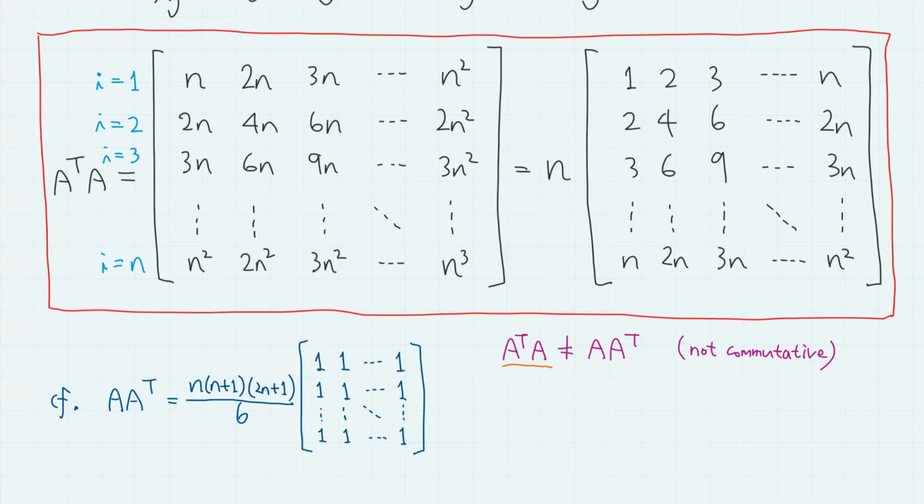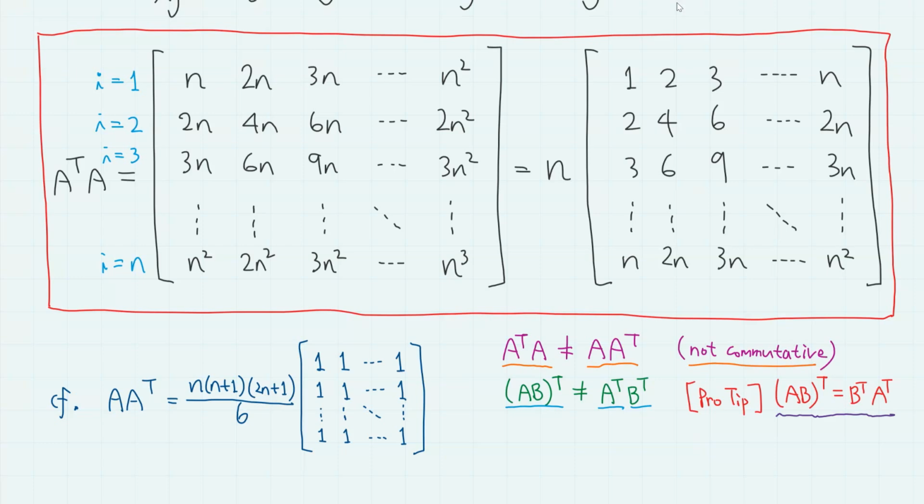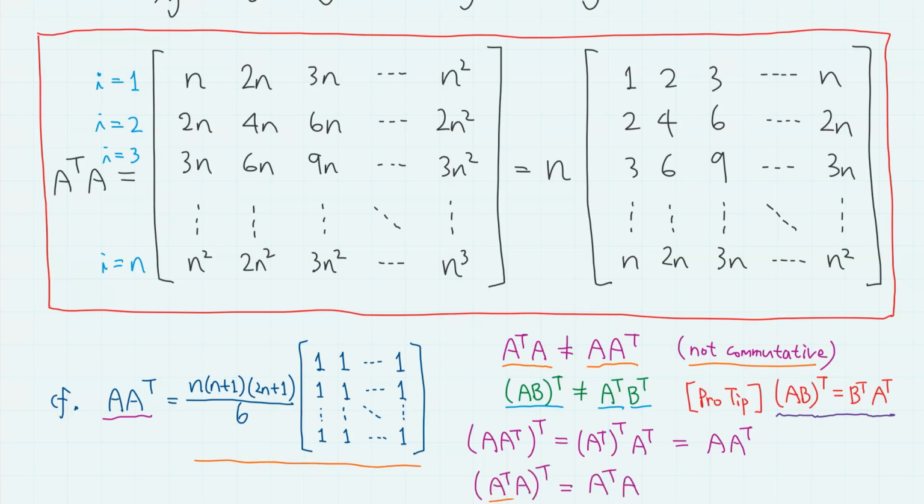Notice that A transpose times A is not equal to A times A transpose, indicating that matrix multiplication is not commutative. Also, it is worth pointing out that generally, the transpose of matrix AB is not equal to A transpose times B transpose. The correct property is (AB) transpose is equal to B transpose times A transpose. Therefore, if we apply this to A times A transpose right here, and take the transpose of this matrix, this is equal to A transpose transpose times A transpose. And since A transpose transpose is just A, we have A times A transpose, which we can easily check with this result. In a similar way, the transpose of A transpose A gives A transpose A, which you can easily check with this result.